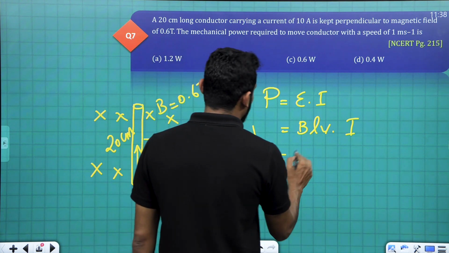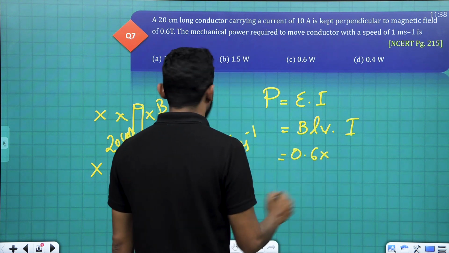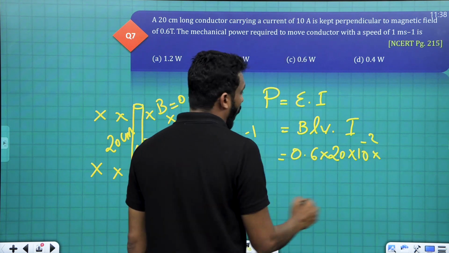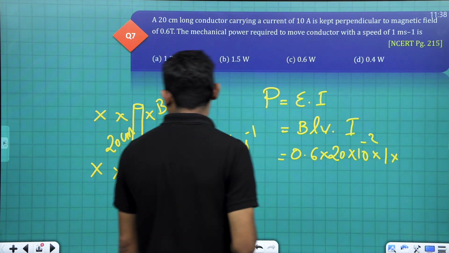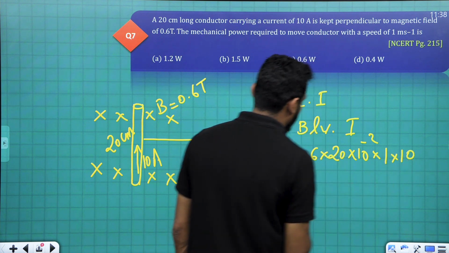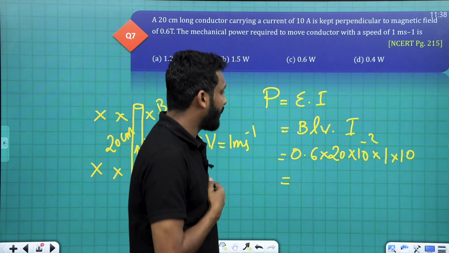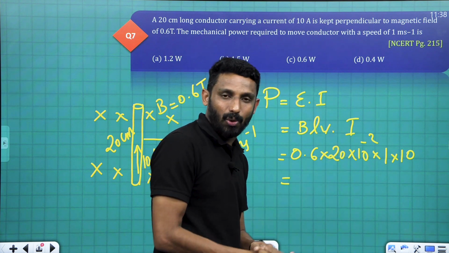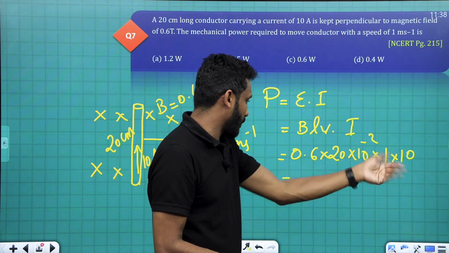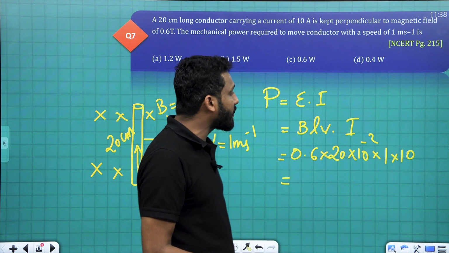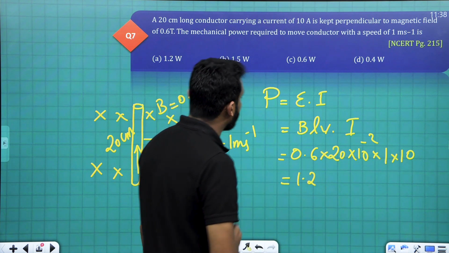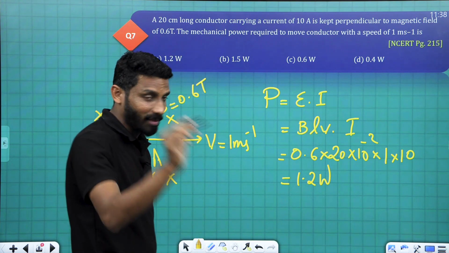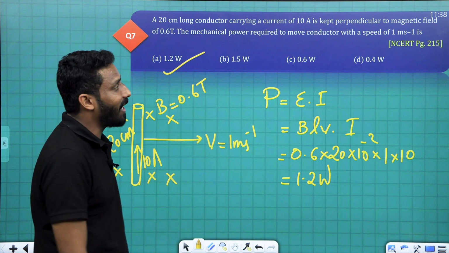B is equal to 0.6. The length is 20 centimeter. The speed is 1 meter per second. Current passing is 10. This 0 and this 0 cancelled with 10 power minus 2. 100 into 10 power minus 2 cancelled. 2 into 0.6 that is 1.2, and the SI unit of power we know is watt. The answer is option A.